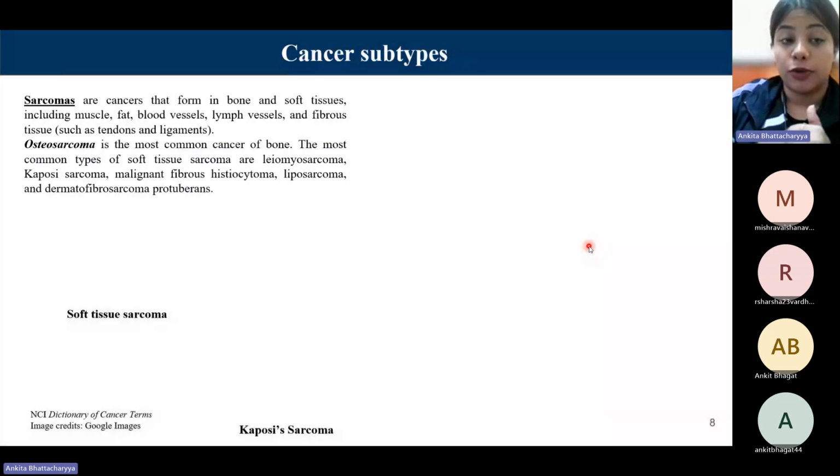Now, we'll come to the next subtype, which are sarcomas. So sarcomas are cancers that form in bone and soft tissues. Again, quick recap. The first one we talked about was from epithelial cells. Sarcomas, on the other hand, are from bones and the soft tissues of your body. What does it include? Muscles, fat, blood vessels, lymph vessels, fibrous tissues like tendons and ligaments. So basically, again, just to give you perspective, any cell within your body has the capacity to become cancerous.